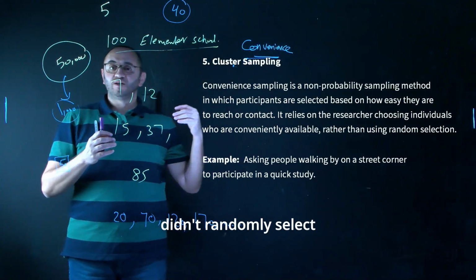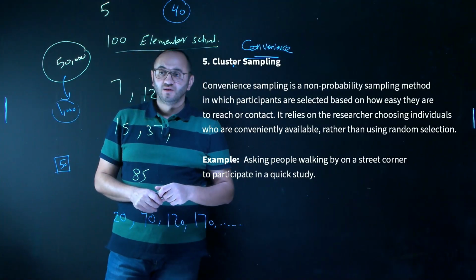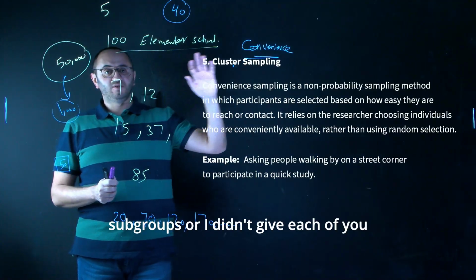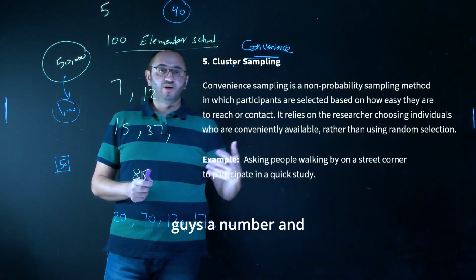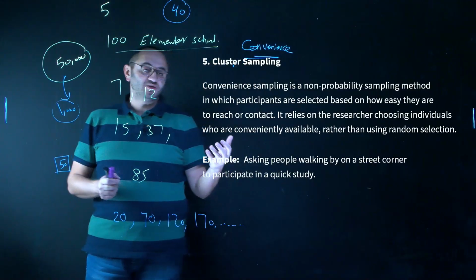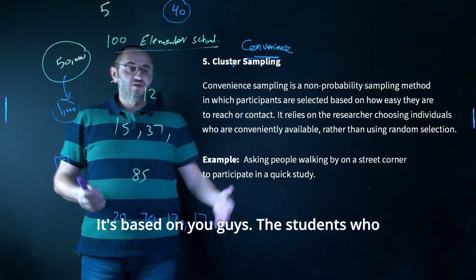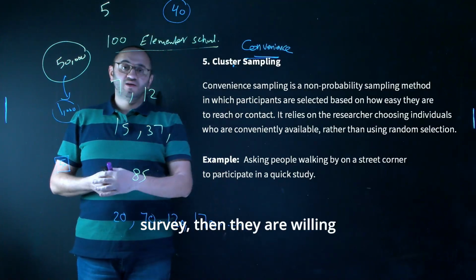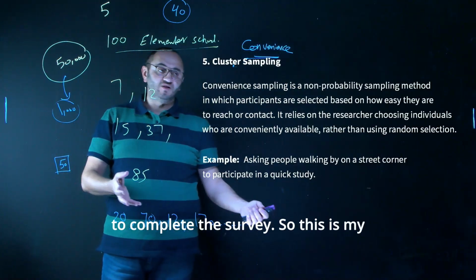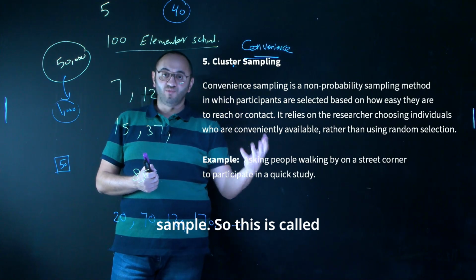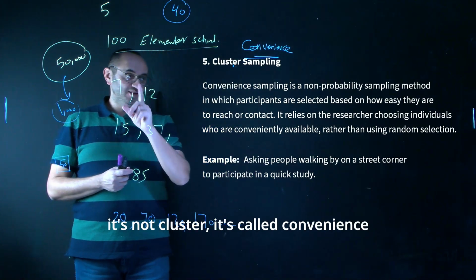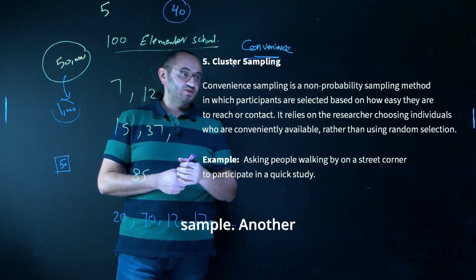I didn't randomly select subgroups, or give each of you a number and randomly select some numbers. It's based on you guys. The students who are interested in this survey, who are willing to complete it, this is my sample. So this is called convenience sampling. Sorry, it's not cluster, it's called convenience sample.